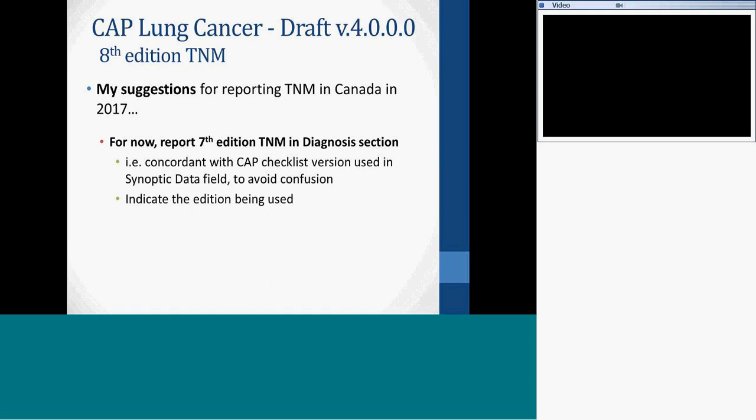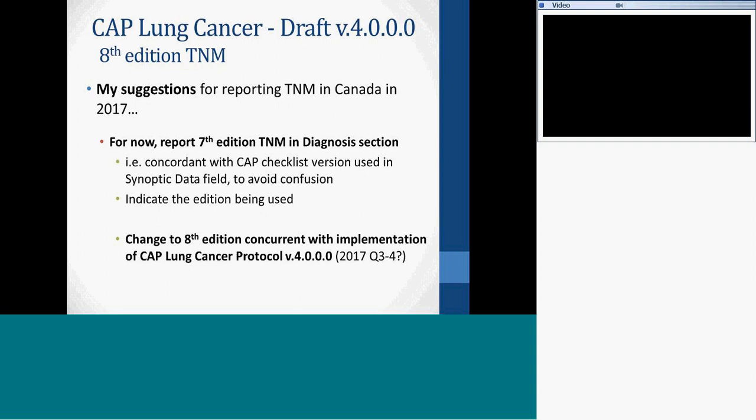As the CAP lung cancer protocol is released and then implemented, I assume sometime in Q3 or Q4 of this year, when that is implemented in our LISs, then I think that would be the time to change to HN diagnosis, again, to avoid confusion.